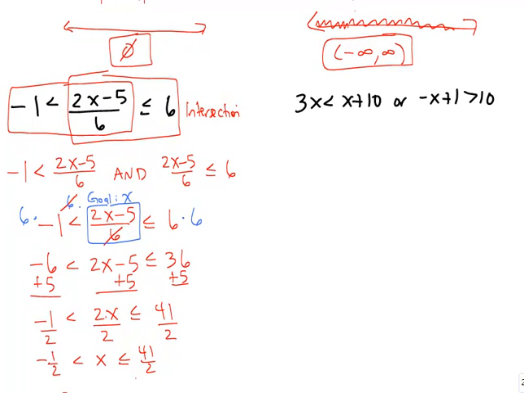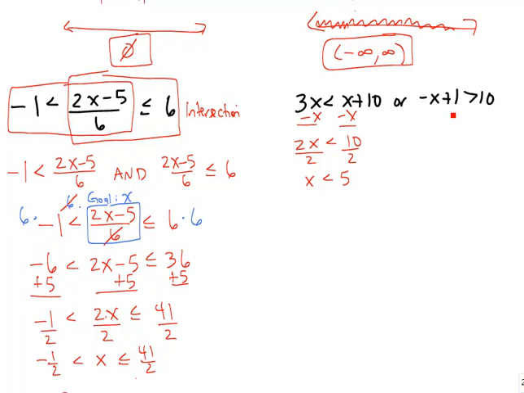Okay, let's try one more example here. With a union, we have 3x less than x plus 10 or negative x plus 1 greater than 10. So if I try to simplify these first, remember you want to get x by itself. So I'm going to subtract this x over to the left side. That gives me 2x less than 10. And if I divide both sides by 2, that leaves me with x less than 5.